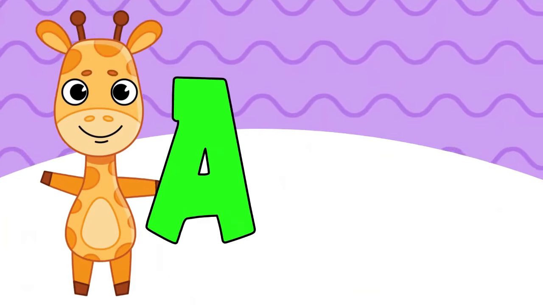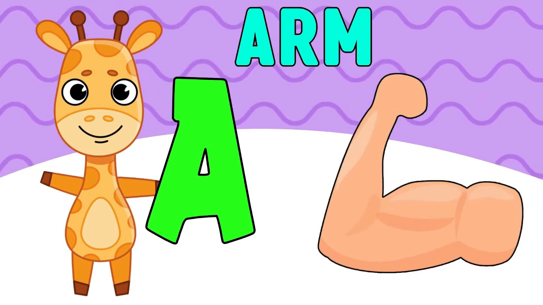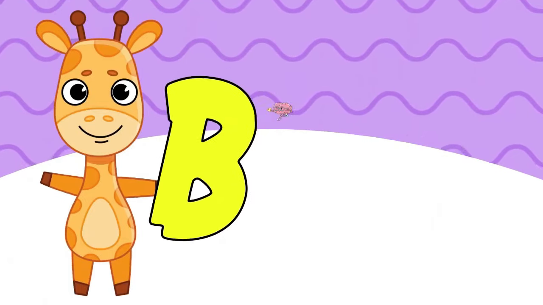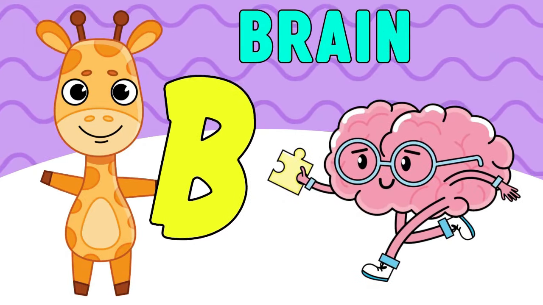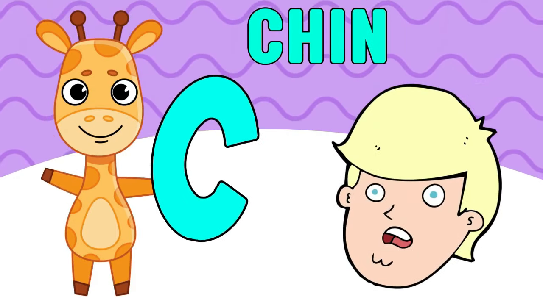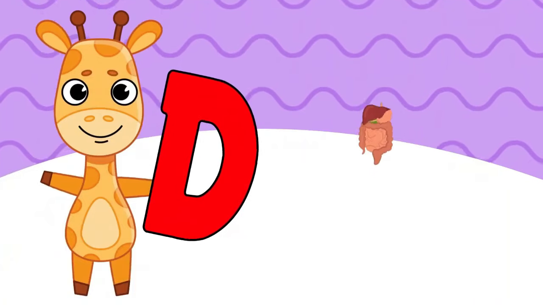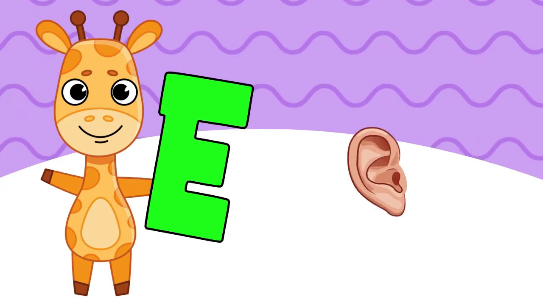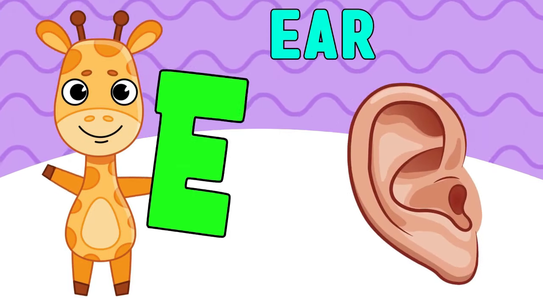A. A is for arm. B. B is for brain. C. C is for chin. D. D is for digestive system. E. E is for ear.